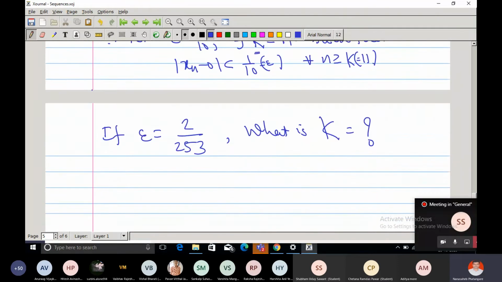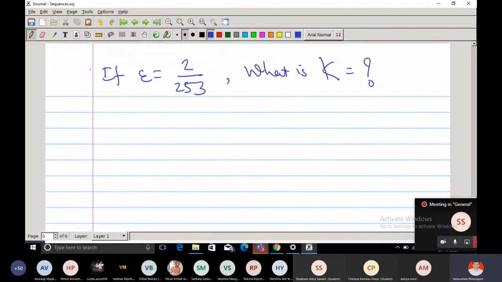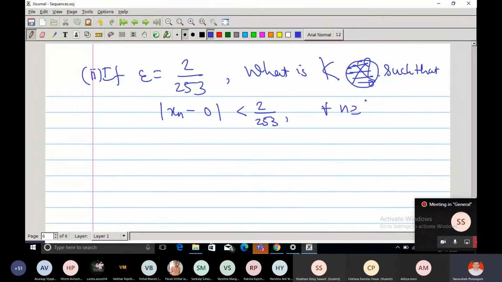First I chose epsilon 1 by 10. Now I am choosing epsilon 2 upon 253. So what is the value of k? What is k such that the distance of these terms from 0 is less than 2 upon 253 for all n greater than or equal to k? So from this k onwards every term satisfies it. What is k? 127.